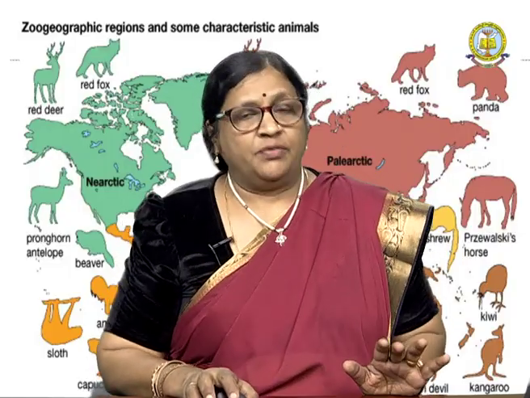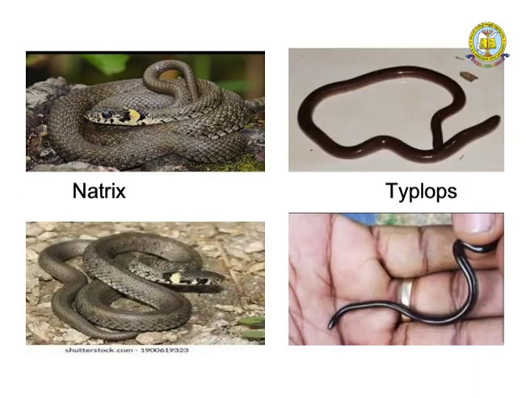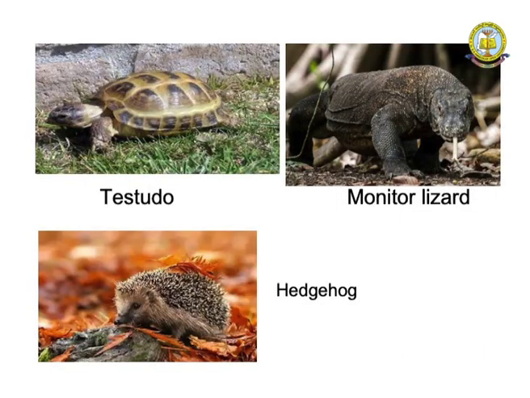Having looked at the first geographical region, we can have a look at natrix and Typhlops, which are called blind snakes. Other than that, Testudo, and the slide showing monitor lizard, which are very prominent lizards, the crawling lizards, very prominent in this particular region. We can also have a look at the hedgehog. These are the spiny anteater.